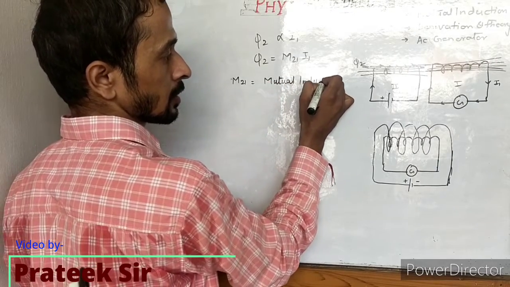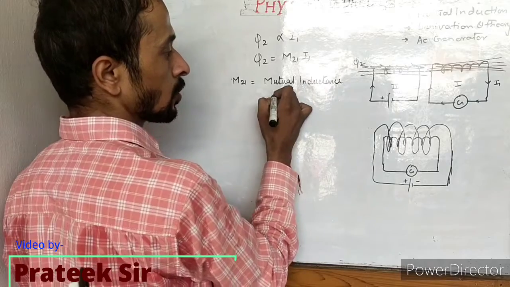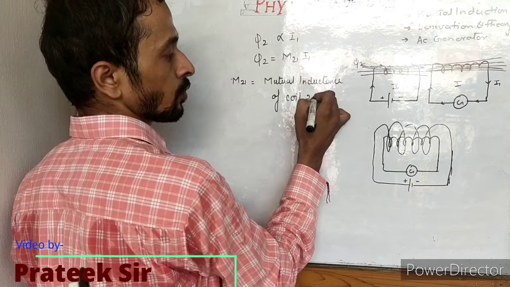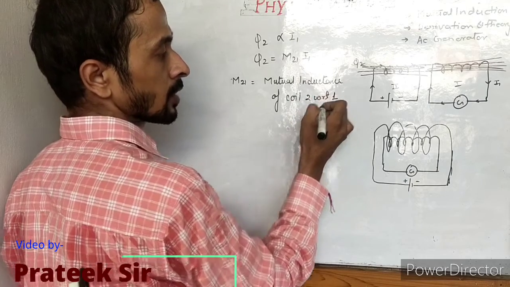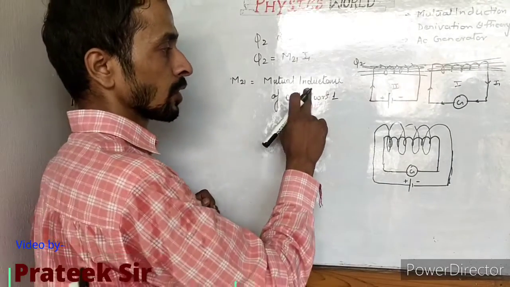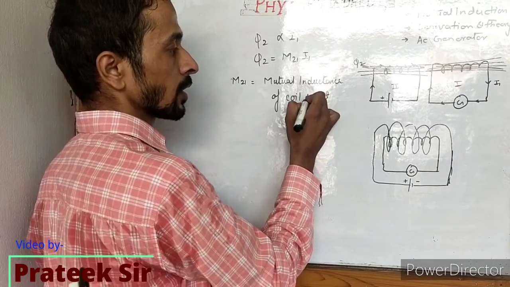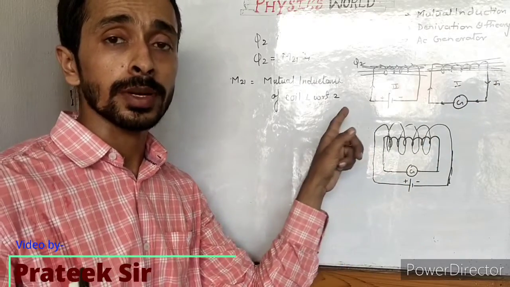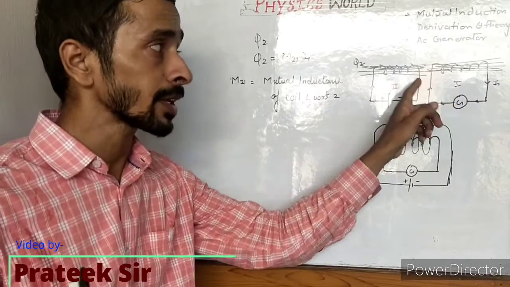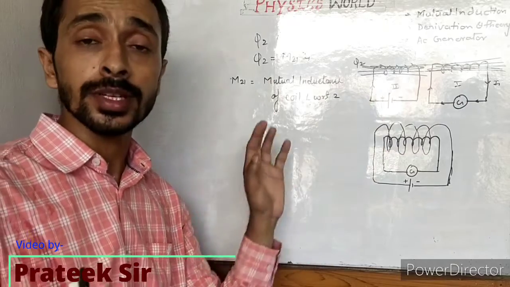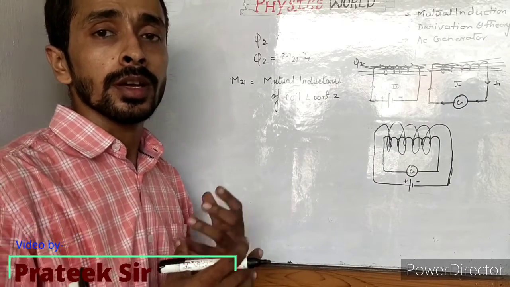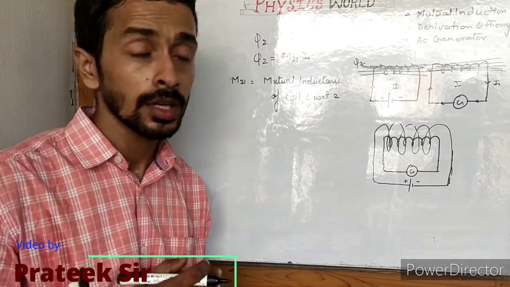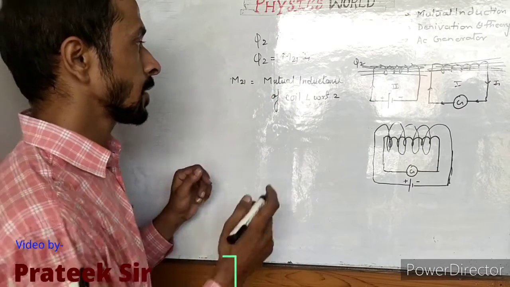mutual inductance of coil 2 with respect to 1. सेकेंड कॉइल का फर्स्ट कॉइल with respect to the 1 with respect to the 2. सेकेंड कॉइल में कितना इंडक्टेंस जनरेट हुआ विद रिस्पेक्ट टू द फर्स्ट कॉइल. फर्स्ट कॉइल में कितना इंडक्टेंस जनरेट हुआ विद रिस्पेक्ट टू द सेकेंड कॉइल. सेकेंड कॉइल में इंडक्टेंस चेंज होने की वजह से फर्स्ट कॉइल में कितना करंट जनरेट हुआ, that is called the mutual inductance. So we can also write here M21.